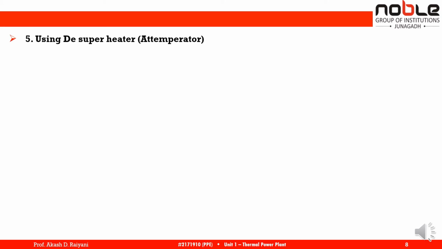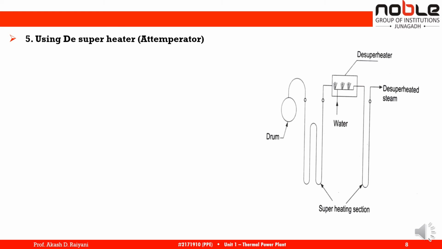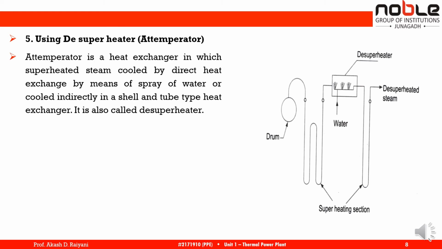Next one is by using a desuperheater, or we can say an attemperator. You can see from the schematic diagram, here it is the desuperheater. It is placed between two superheating sections. An attemperator is a heat exchanger in which the superheated steam is cooled by direct heat exchange by means of a spray of water, or cooled indirectly in a shell and tube type heat exchanger. It is also called a desuperheater.